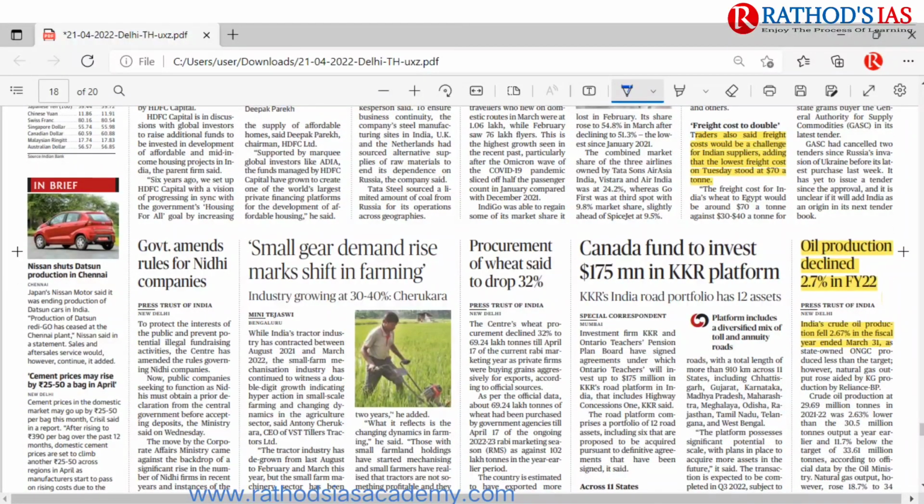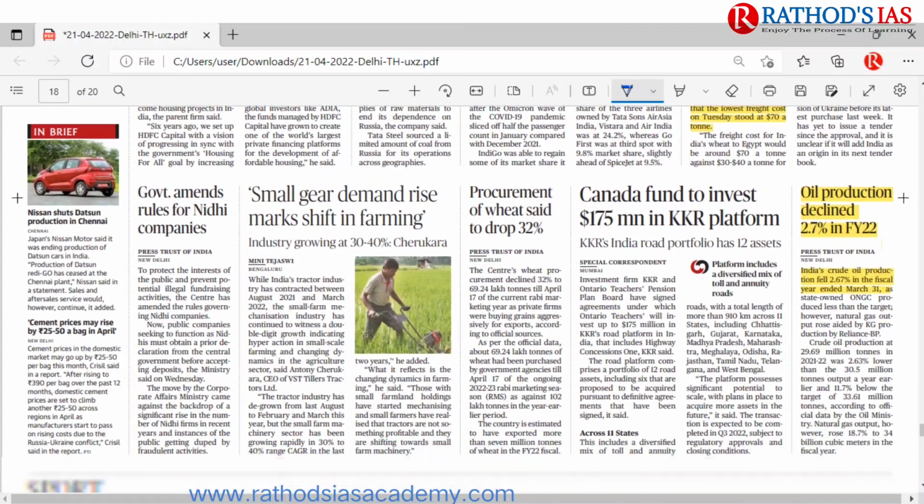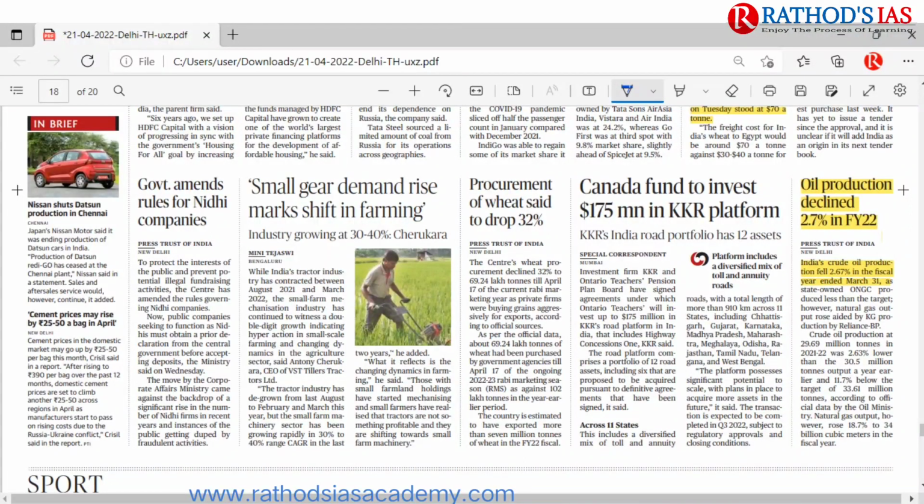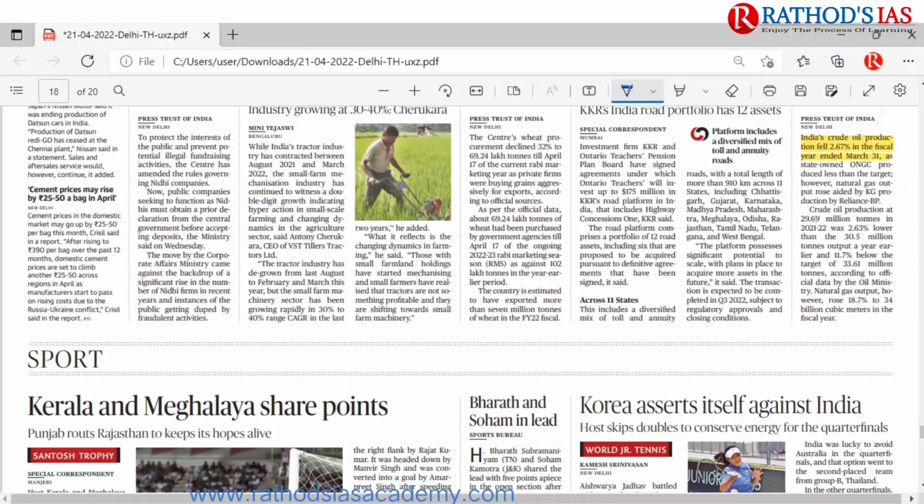And next one is regarding oil production declined 2.7% in financial year 2022. India's crude oil production fell 2.67% in the fiscal year. So here you need to know where crude oil is extracted in India. So these are some important articles that appeared in today's newspaper that are very much relevant from our UPSC point of view. So by this I am concluding.